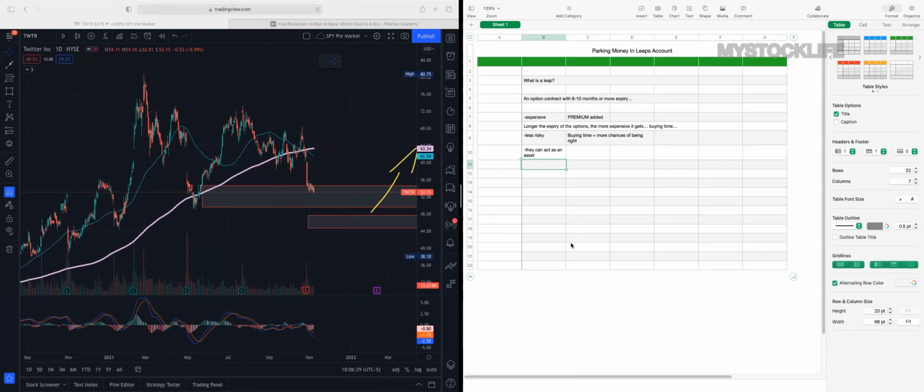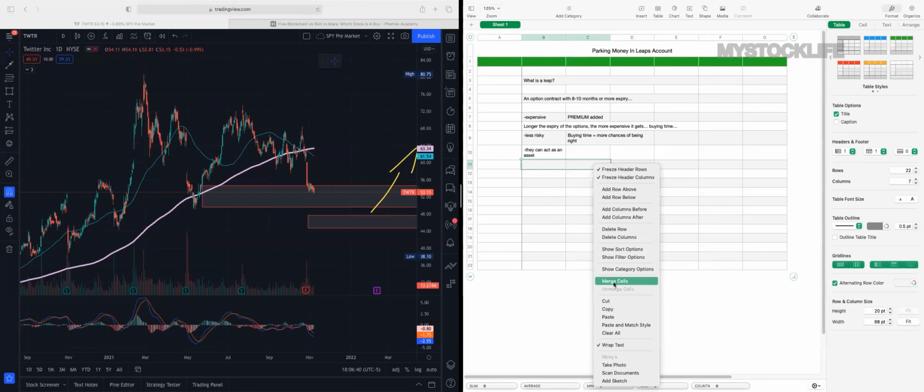All right. And another thing, if a stock goes in a nice little downtrend, what can you do with a LEAP? You can manage it better. How can you manage it better?